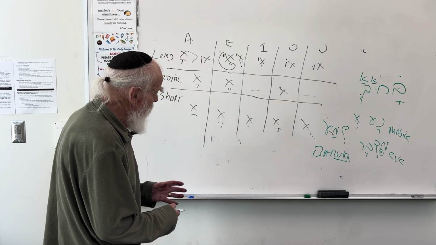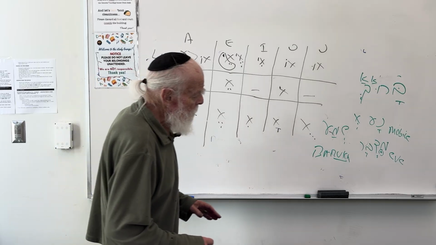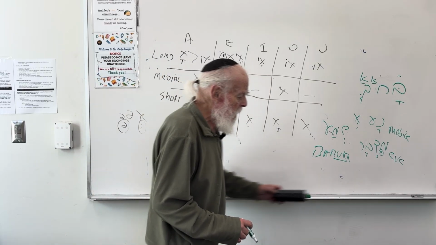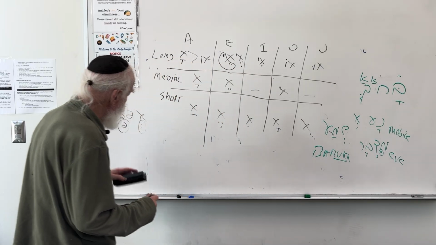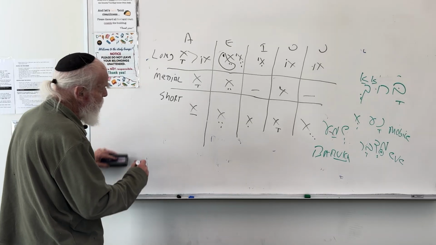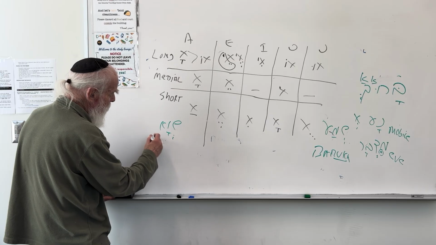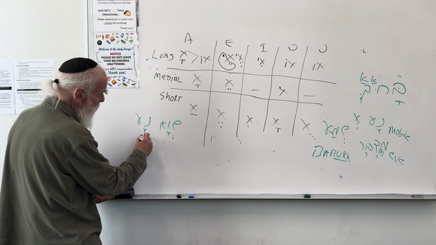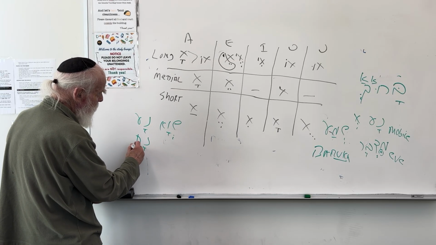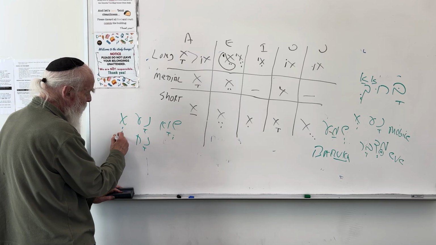All right, we basically have what's called the half vowels. The half vowels will also be seen as a shva na or shva nach. Again, this is something we go into when we come across words. The word is shva. Na is a mobile shva. Nach is a silent shva. They both look the same, like this.